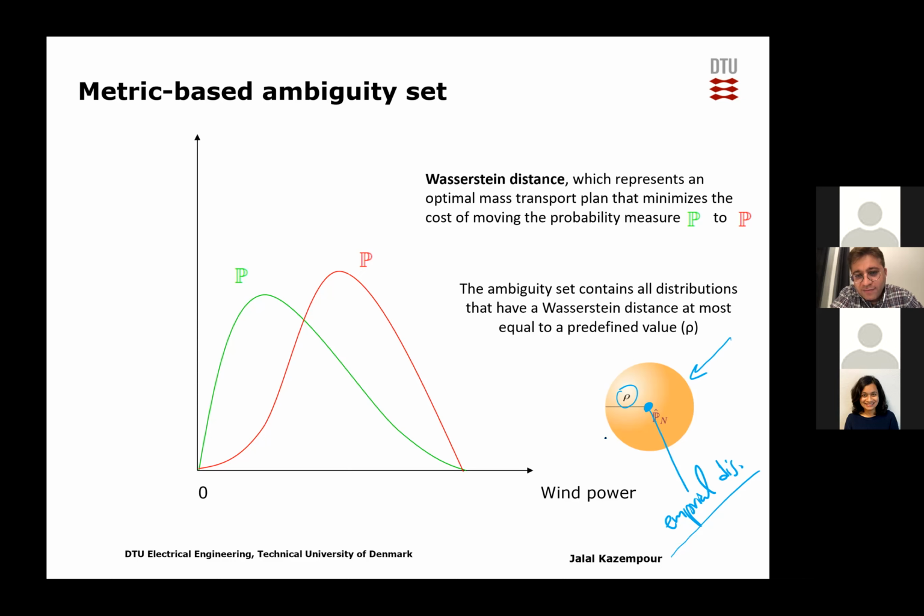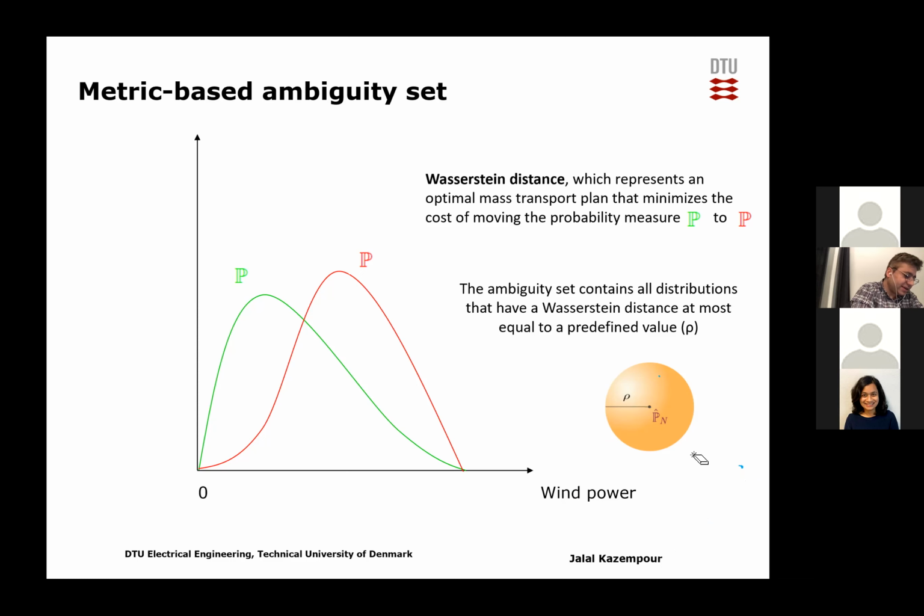So we have a distance measure. At the center we have our empirical distribution, and then we build an ambiguity set whose distributions are close enough to the empirical distribution. So this bowl is our ambiguity set. Any point in the bowl represents a single distribution. Is it clear? Good.